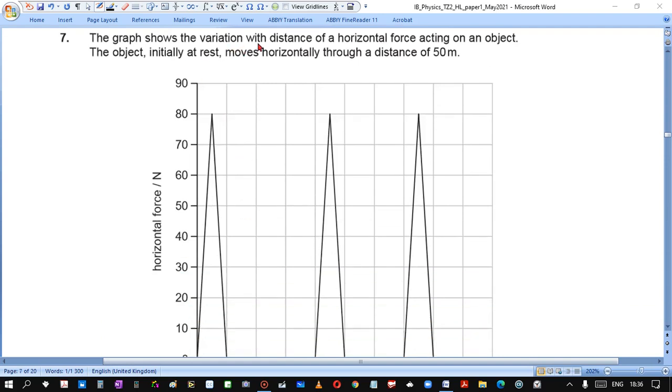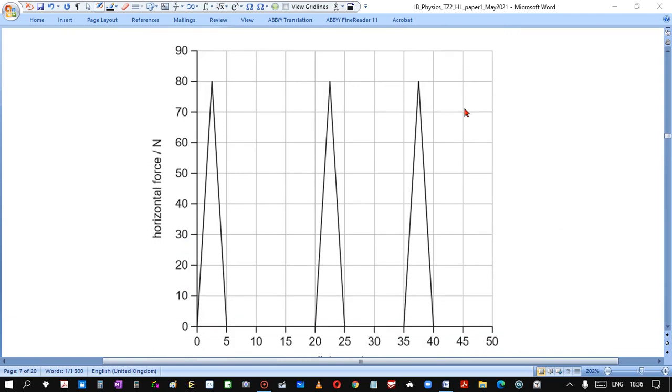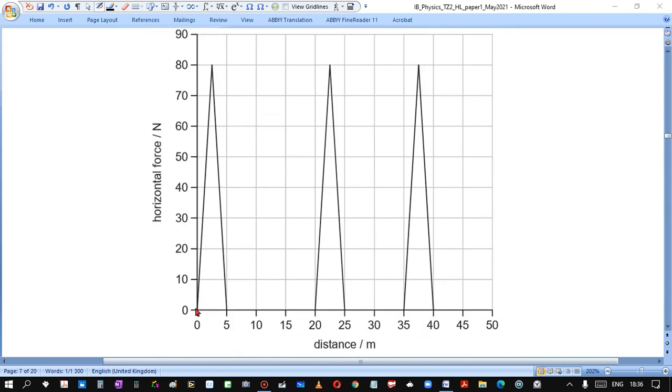The graph shows the variation with distance of horizontal force acting on an object. The object initially at rest moves horizontally through a distance of 50 meters. So this is a graph. From 0 to 50 meters, the object is moving. So the object is moving all the time and reaches the mark 50 meters. So we have force working at some intervals.